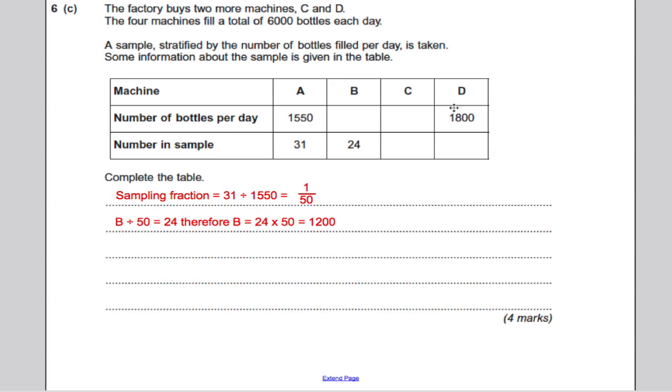What can I learn from this as well? If I have 1800 for D, if I divide that by 50, that will tell me how many bottles in the sample we used there, which is 36. So we know that. I need to work out C. Well, there were 6,000 bottles in total. So I'm going to add these three values and then take them away from 6,000. That will tell me how many bottles we used there, which is 1,450. And then finally, I'm going to do 1,450 divided by 50 to get the number in the sample. So there's your 4 marks.